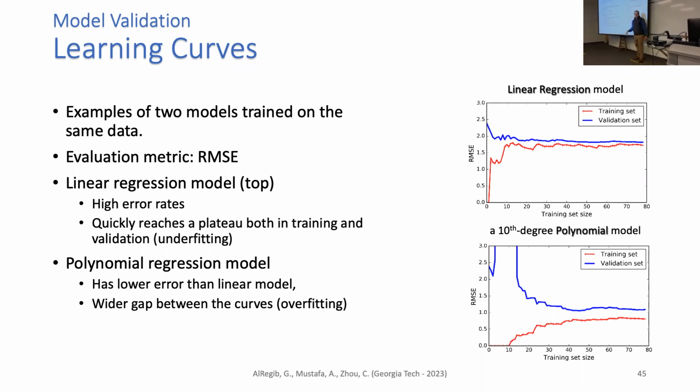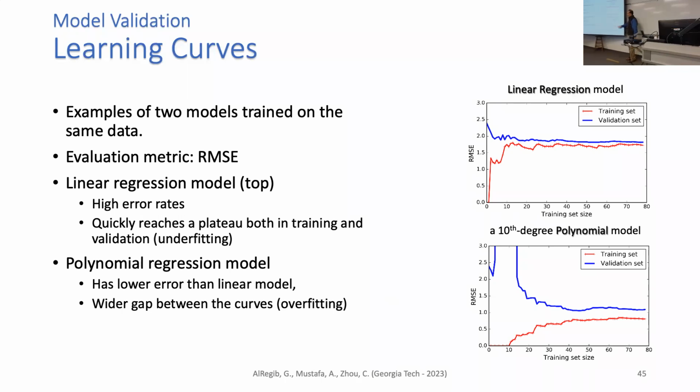So this one here, is it underfitting or overfitting? The one on top is underfitting, right? Basically my model doesn't have enough capacity to handle the whole training data set.